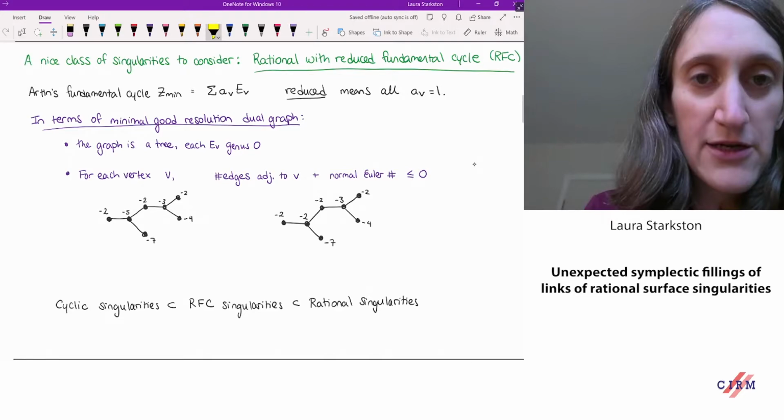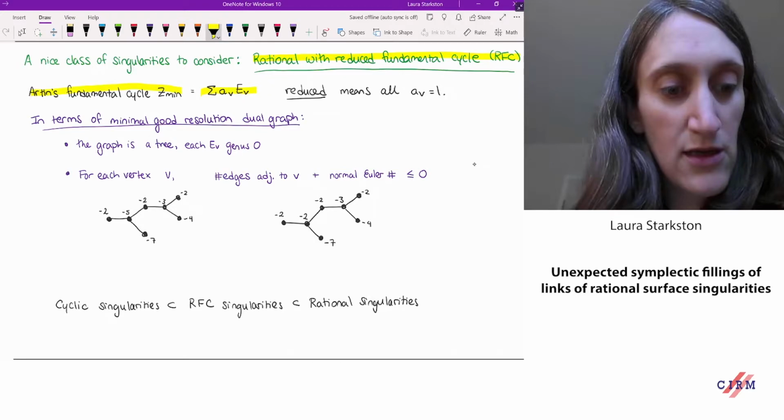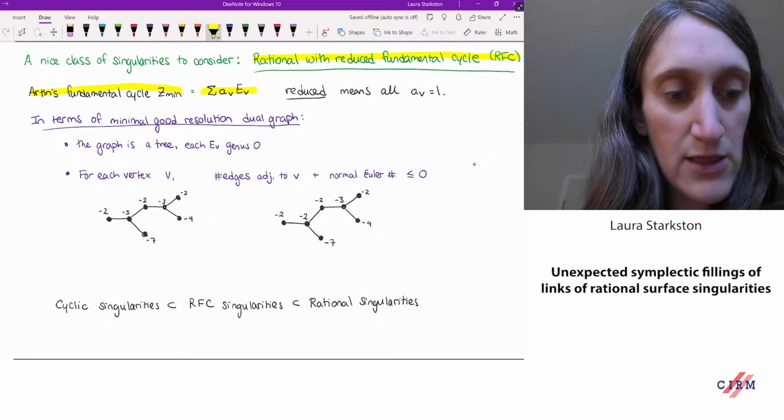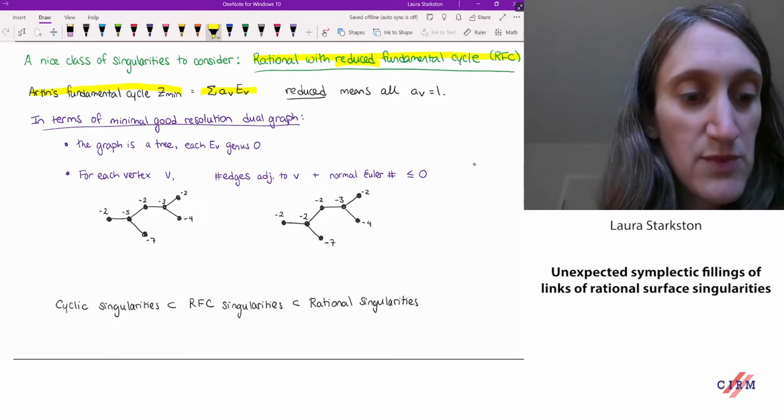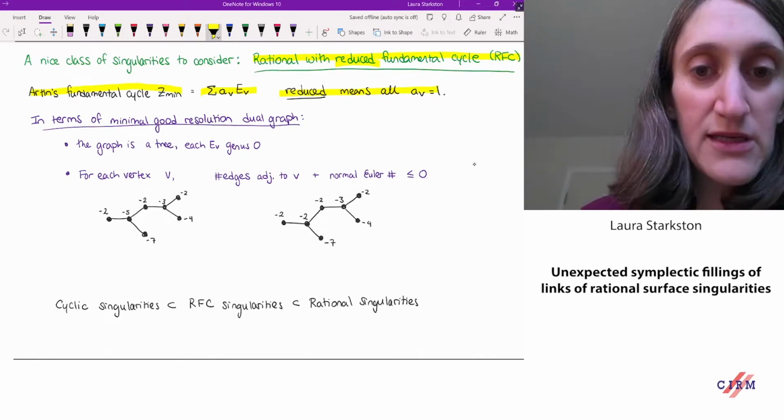And so you guys discussed at the beginning of the week this Artin fundamental cycle. In general, for a surface singularity, it has this form that it's some sum with positive coefficients of the components of the minimal good resolution, the irreducible components. And so we're going to look at ones where this fundamental cycle is reduced. And reduced just means that I don't have multiplicity for these divisors. So all of these coefficients are 1. This is a condition that you can phrase in terms of this fundamental cycle, but it's easy to translate it if you can just see what the definition of this fundamental cycle is.